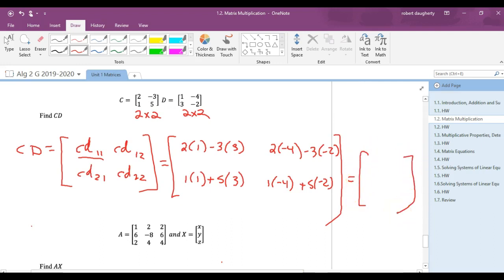So what is 2 minus 9? Negative 7. Negative 8 plus 6. Negative 2. 1 plus 15. 16. Negative 4 minus 10. Negative 14. Okay.